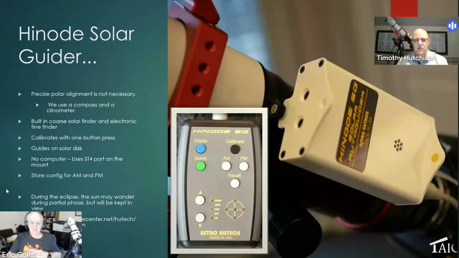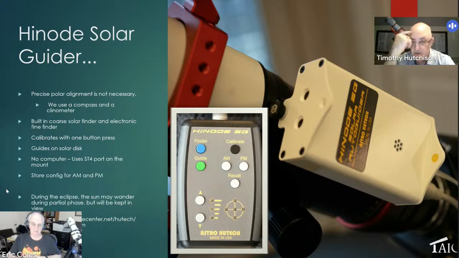So let's talk about the solar guider. Eric and I both kind of found it from somebody talking about it for a different purpose. And I said, gee whiz, I wonder if this will work on the eclipse. And it turns out it will. What this device does is guide on a full solar disk. I just have it sitting in a dovetail there on my telescope. The guider is the white box that you see on the right, and the hand controller is the little box that I inset there on the left.